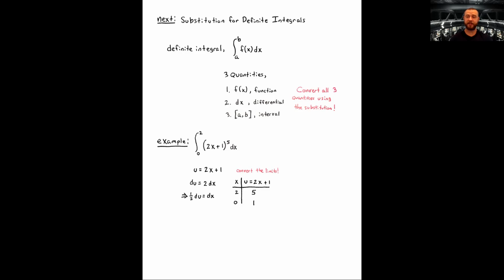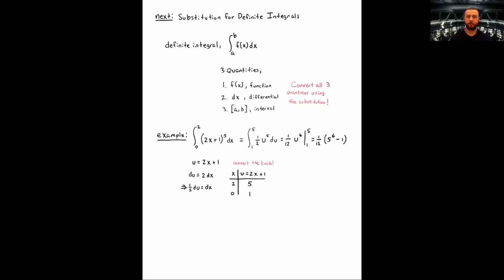Now, if we use all the ideas with rewriting the function, manipulating the differential, and now converting the limits, we can easily answer this problem without going backwards and back substituting. We can rewrite our integral now as the integral from the new limits 1 to 5. 1 to 5 corresponds to the u limits. 0 to 2 corresponds to the original x limits.